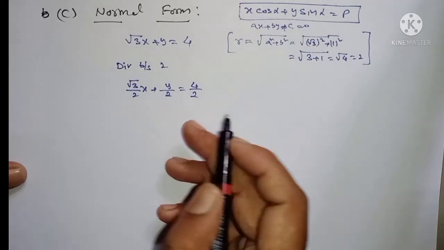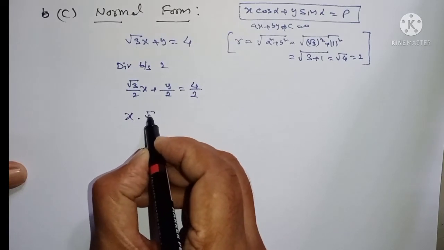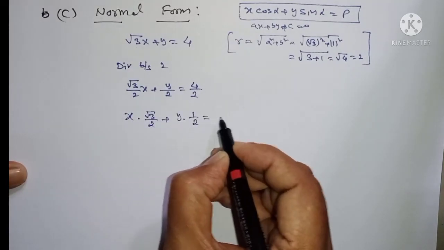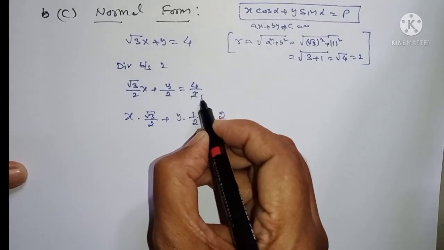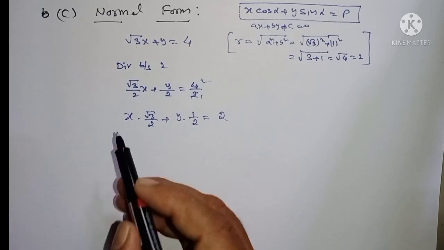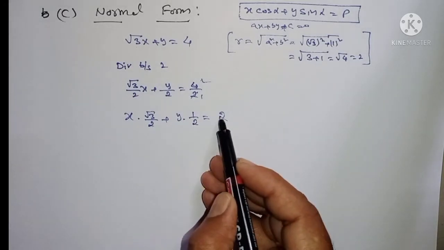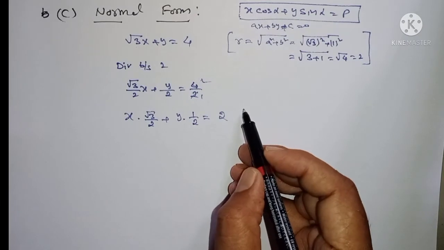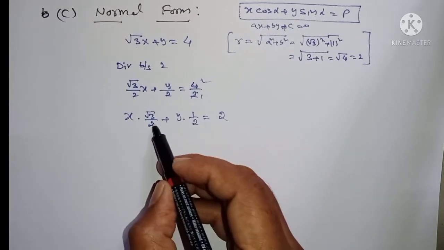Therefore this can be written as x into root 3 by 2, y into 1 by 2, is equal to 2. Okay, you got here the form of x cos alpha plus y sin alpha is equal to p only. You can get p as 2 only. What about cos alpha and sin alpha?